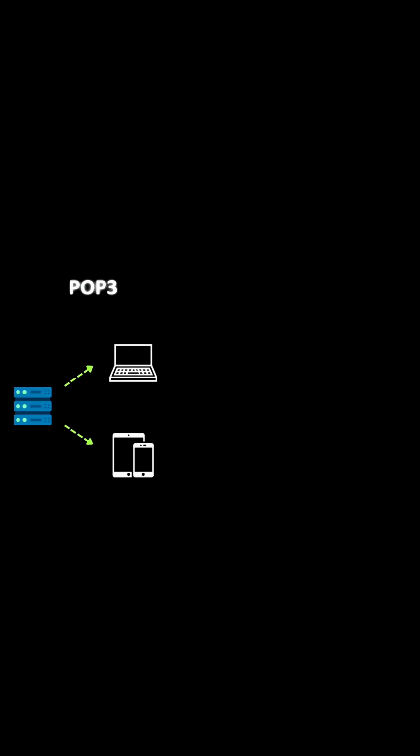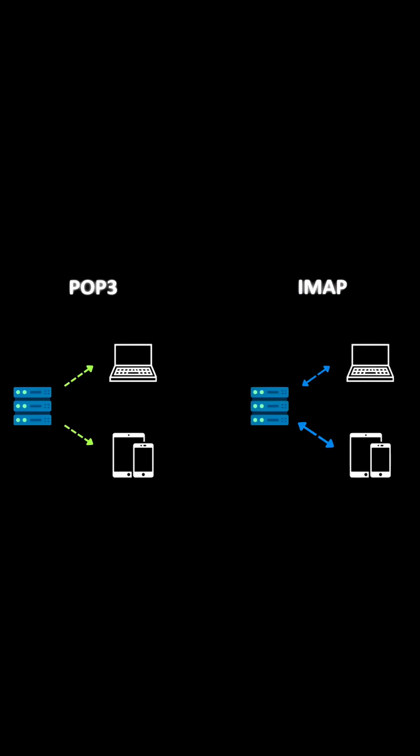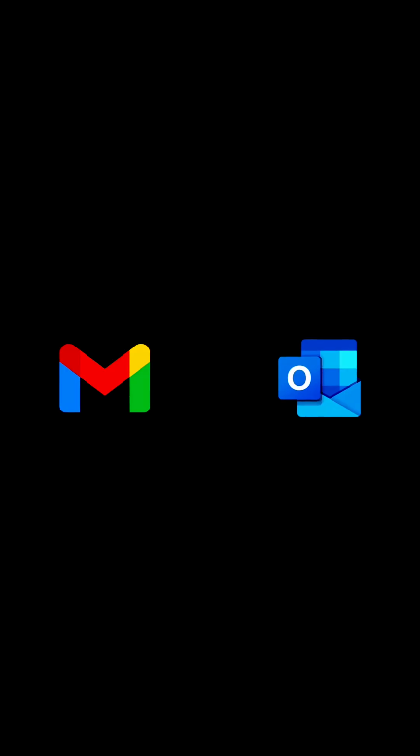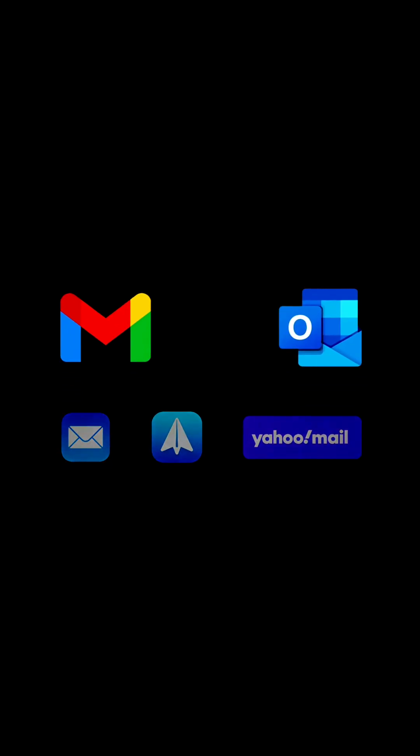SMTP, Simple Mail Transfer Protocol. It's what sends your emails out, used by mail servers to deliver messages. POP3 and IMAP handle incoming mail. POP3 downloads emails to one device, while IMAP keeps them synced across devices. Basically, whenever you use Gmail, Outlook, or any mail app, these protocols are working behind the scenes.